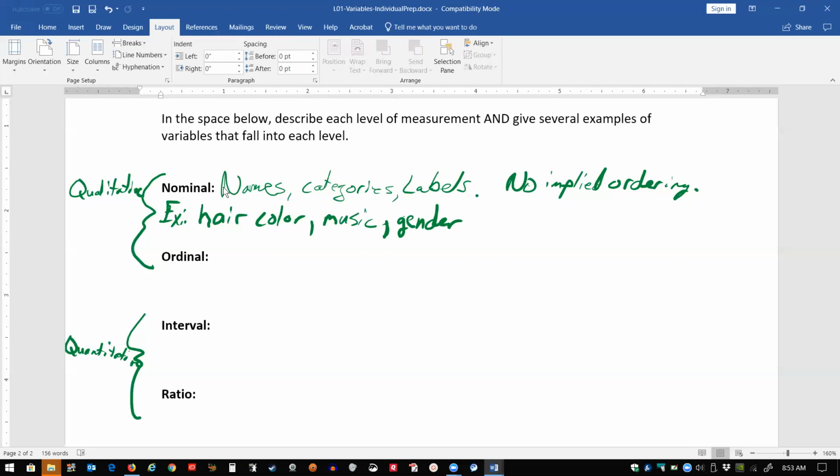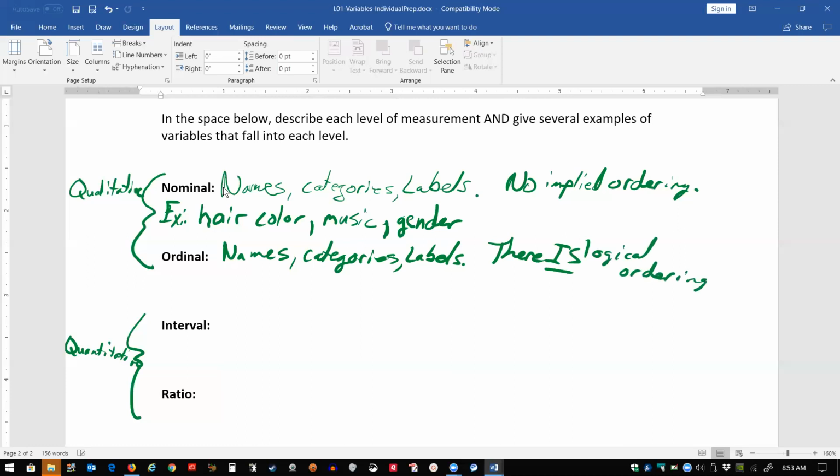Now, ordinal is different. Note the ordinal data is also made up of names, categories, and labels, because it's qualitative, and that was part of our definition of a qualitative variable. But for the ordinal variables, there is a logical ordering, from least to best. One of the examples we just talked about was how happy are you, right?